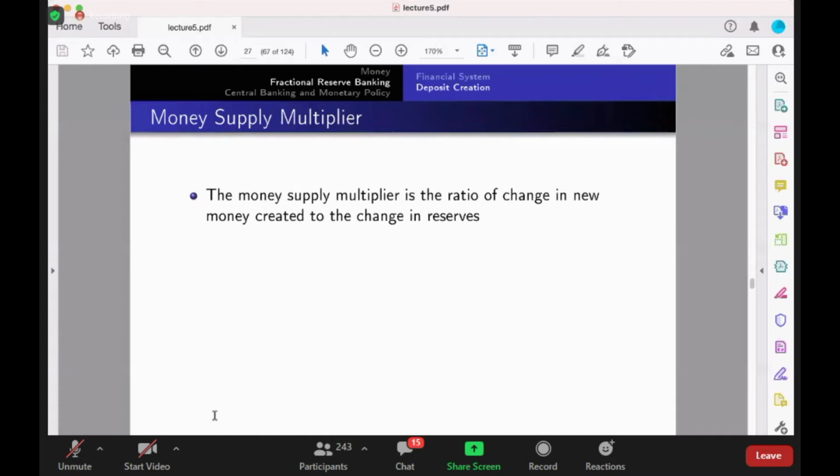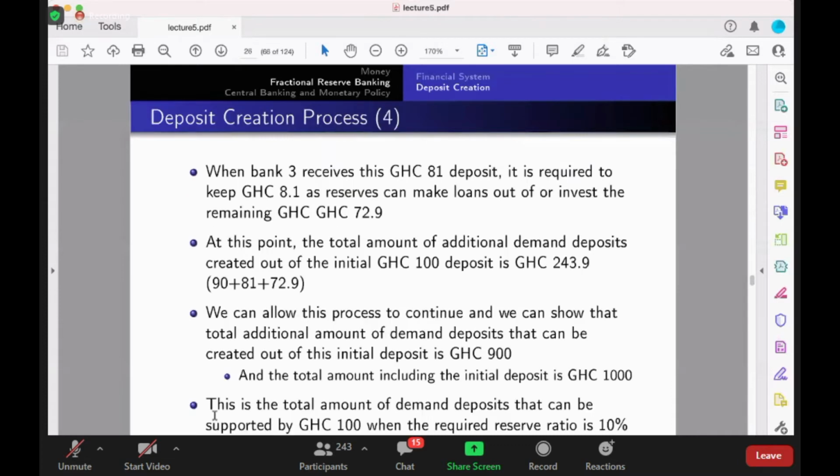Okay, assuming there is a commercial bank 3 that also takes the 81. It will continue like that, it will keep going and going. So at this point, the total amount of additional demand deposit created out of the initial 100 cedis is 283.